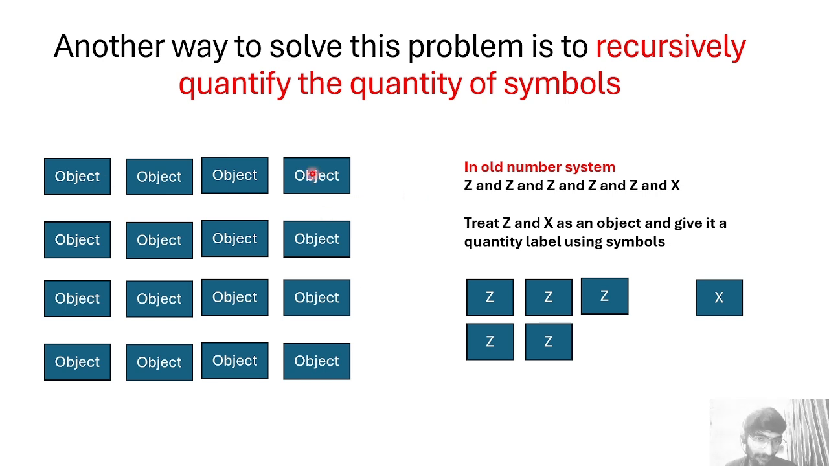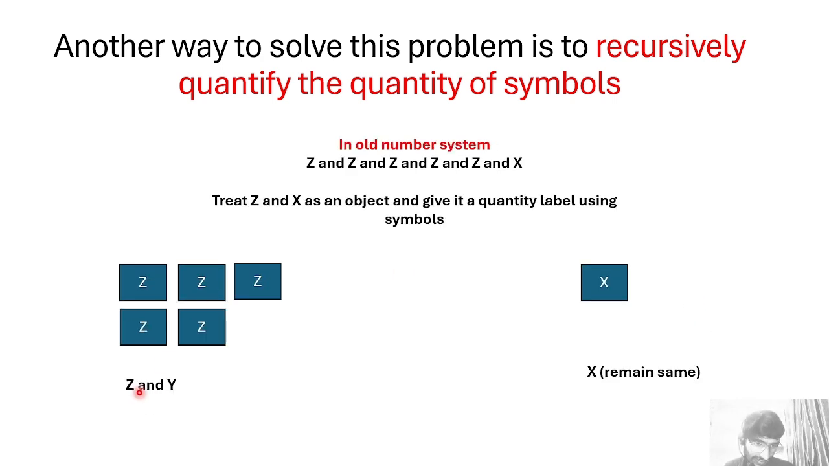So you have objects here, and you can quantify them using a number system using the symbols of them. But you can also quantify these symbols using the same number system, and you can apply this process recursively. So for example, this quantity of objects here, you can represent using the string. So this is the old number system, Z, Z, Z, Z, Z, and X. That's some lengthy string. Now you can treat this Z and X as objects.